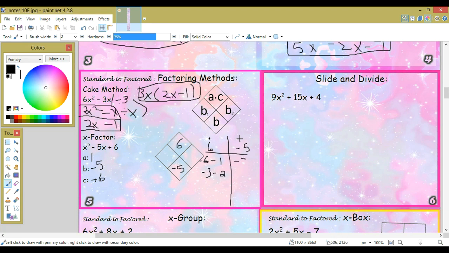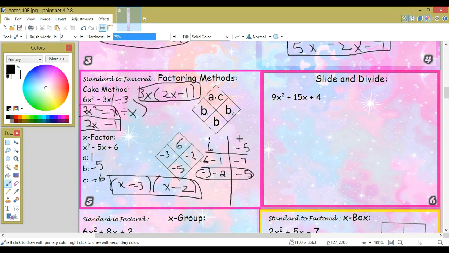So we have negative 7, negative 5. We will use the second one because that gives us the sum that we want. So from here we put parentheses. From there we write x, x, and then we put minus 3 and minus 2. And that's it. That's our factored form.